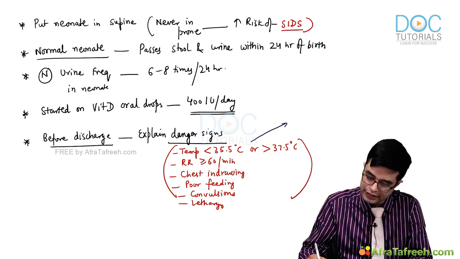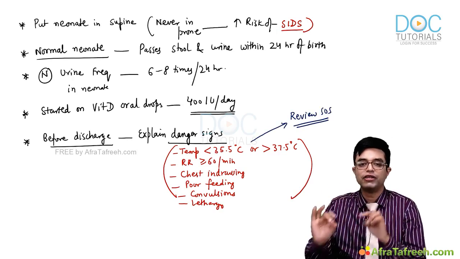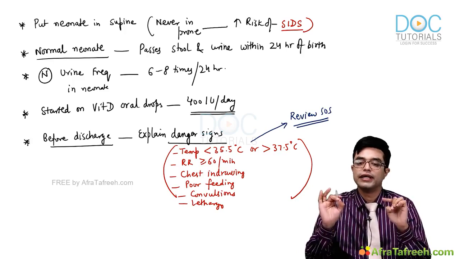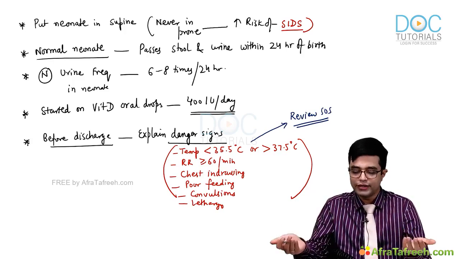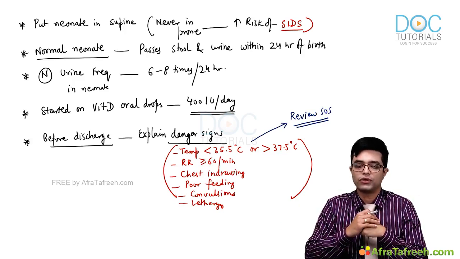The child immediately needs review SOS, that is whenever it is possible. You will explain to the parents if any of these danger signs are present, you must examine the child. However, in high risk individuals, you can plan a normal visit in the next 48 to 72 hours also.